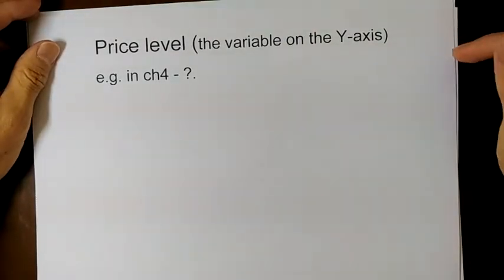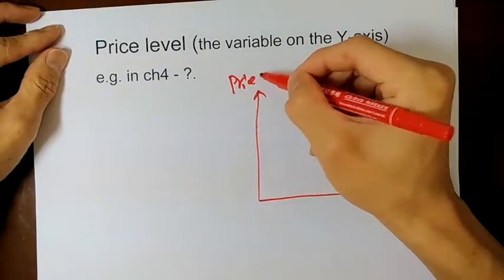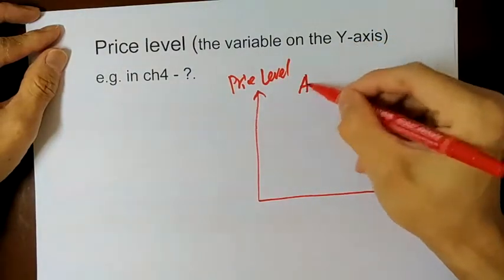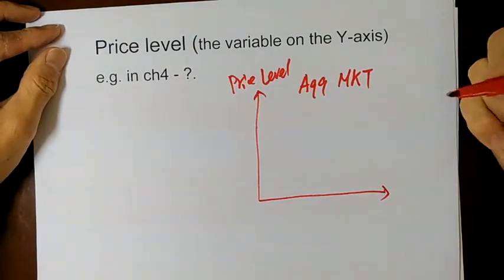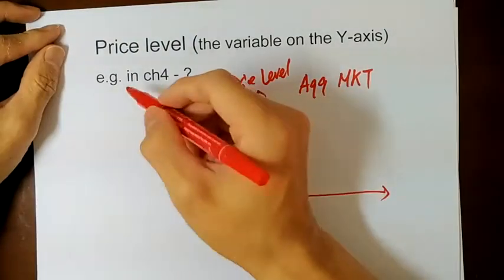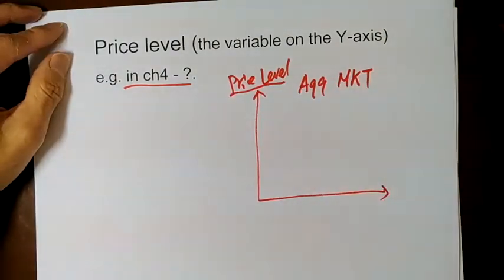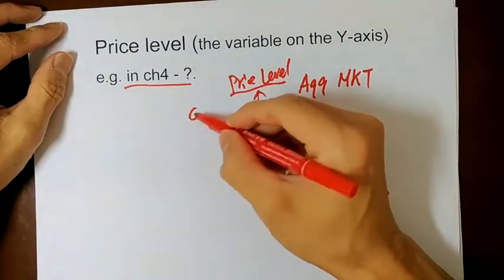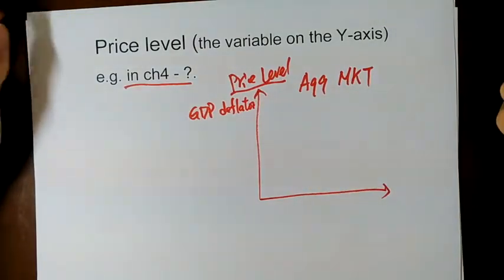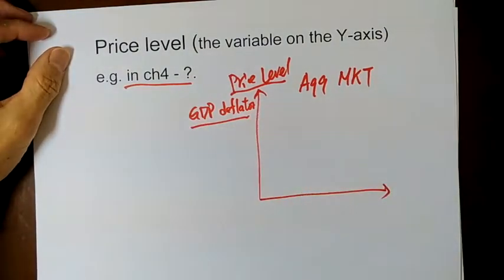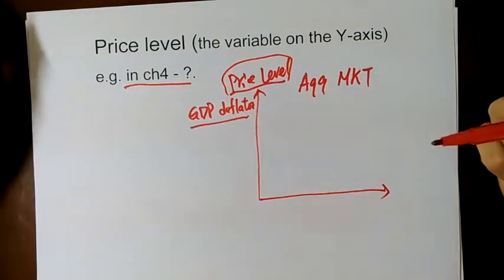So the variable on the y-axis is price level in the aggregate market. Now we need a measure of the price level. In chapter 4, what is the measure that we used for price level? The answer is GDP deflator. Okay, so GDP deflator measures the overall price level in the economy.